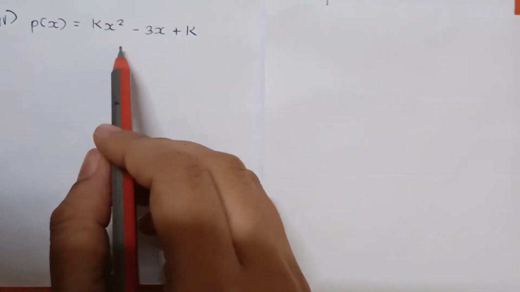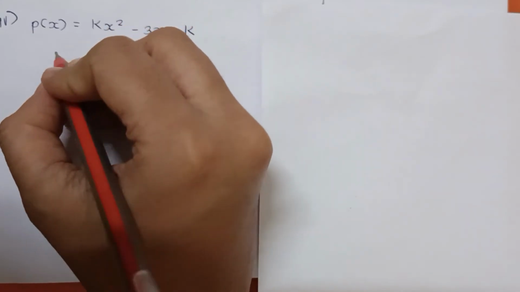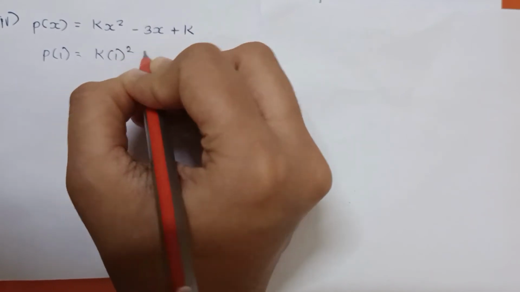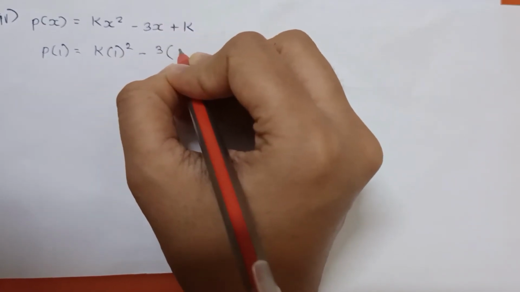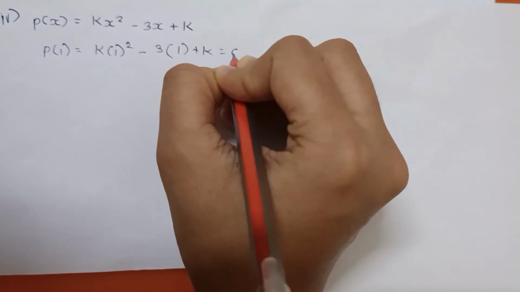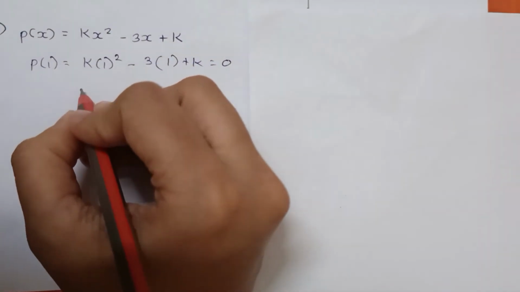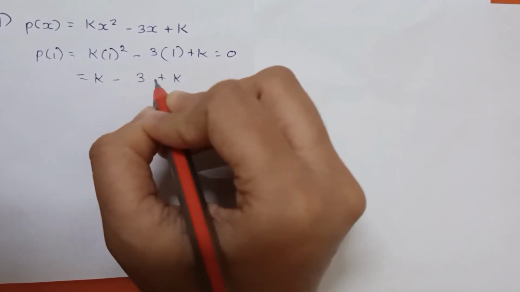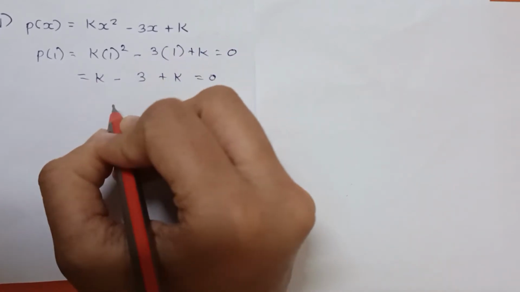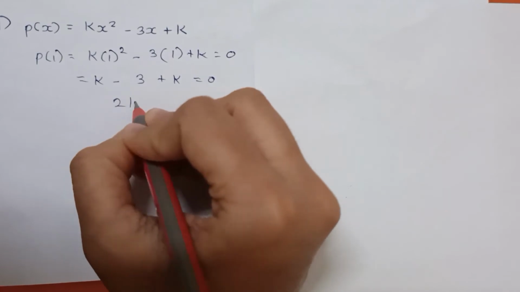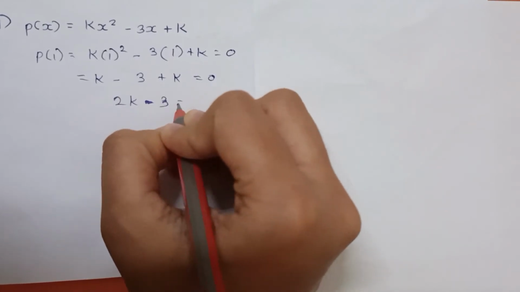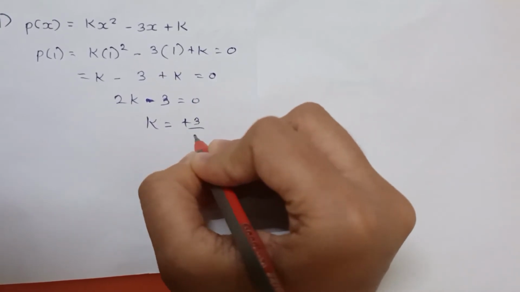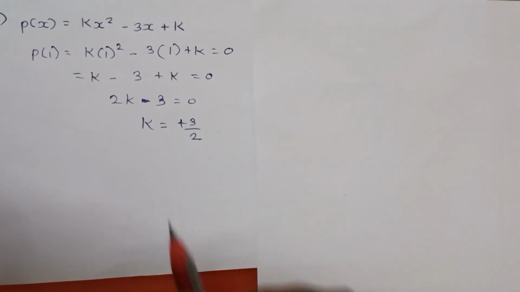Question 4. px is equal to kx square minus 3x plus 1. So x value is 1: k times 1 raised to 2 minus 3 multiplied by 1 plus k is equal to 0. So k minus 3 plus k is equal to 0. Here 2k minus 3 is equal to 0. k is equal to plus 3 upon 2. Therefore, the value of k is 3 upon 2.